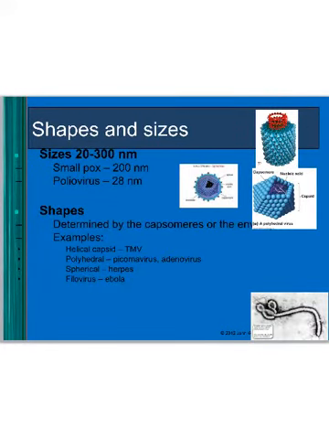Here's more information about the shapes and sizes. One of the biggest viruses is smallpox. It kind of looks like a pine cone. And one of the smaller viruses is polio. You don't have to memorize those. The shapes are determined by the capsomere or the envelope. And there's all sorts of different shapes.